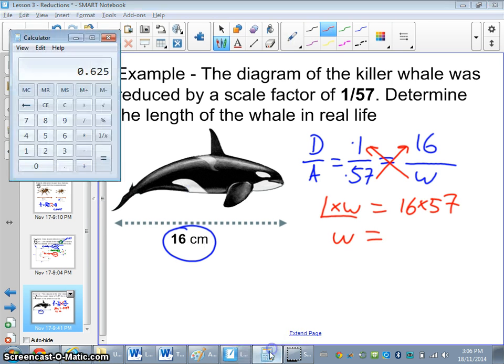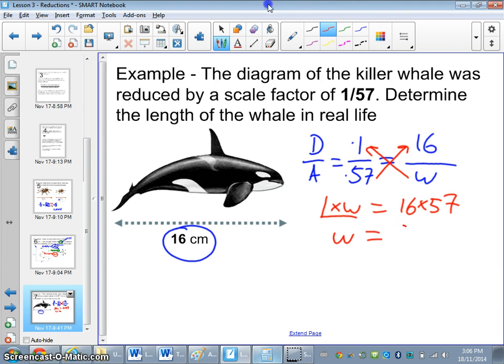Let's figure that out. That's tough to do in your head. So 16 times 57 equals 912. So W equals 912 centimeters. So that means the length of the actual whale is 912 centimeters, so just over 9 meters. So this is another type of question that could be asked.